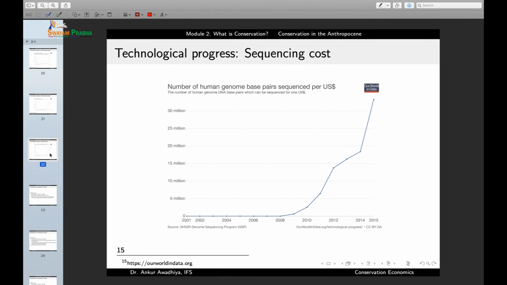The sequencing cost for DNA, the number of human genome base pairs that are sequenced per US dollar, is also increasing, which means that for every dollar, we can now sequence more and more of the genome, which is a good indication of technological progress. So what we are observing here is that in the equation I is equal to P into A into T, P is increasing, A is increasing, and T is increasing. And all three of these are increasing exponentially, which means that the impact has also been increasing at a very fast pace.